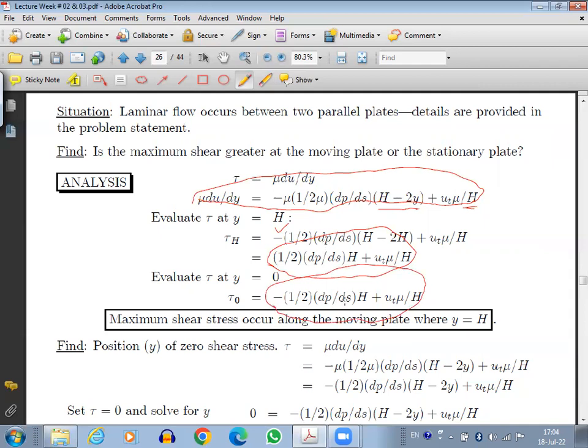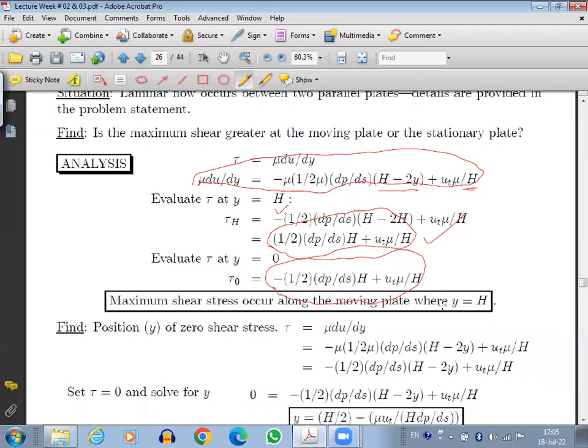Now look at the two expressions, very similar expressions. Here this plus this, and here this minus this. So which one will be bigger? Where two expressions are added, that one will be bigger, right? So where will we have the higher shear stress? This one. Simple by looking at the expression. So maximum shear stress occurs along the moving plate where y equals h.